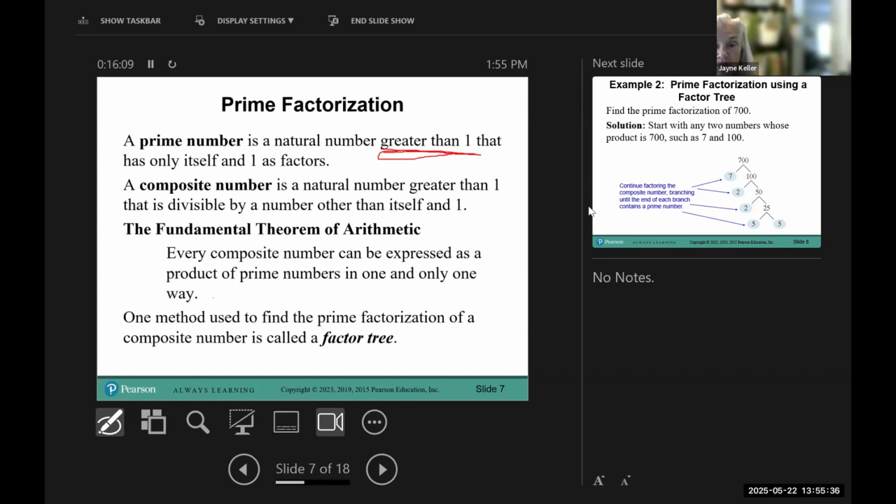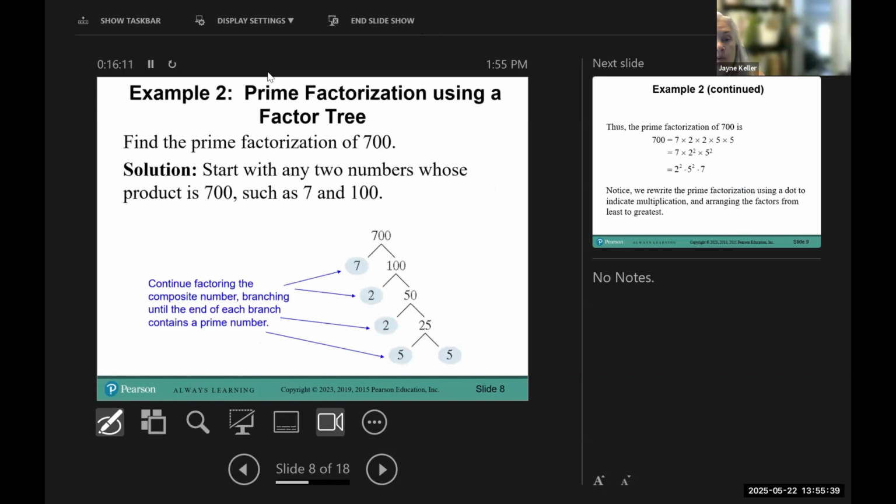Okay, now it doesn't want to go. There we go. Okay. So let's look at an example. If I want the prime factorization of the number 700, I'm going to start with any two numbers that I know divide into 700. So we started here with 7 and 100, but we could have started with 2 and 350. Or we could have started with, let's see, 25 and 28. Okay, so it doesn't really matter. Start with any two that you know. In this case, we're starting with 7 times 100.